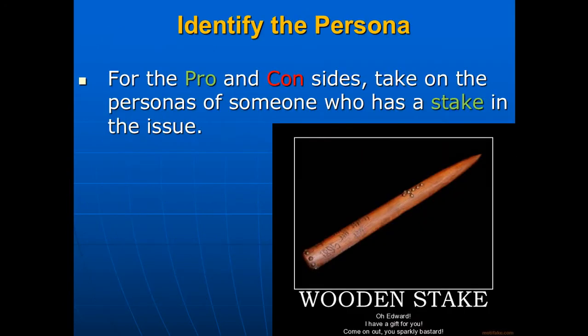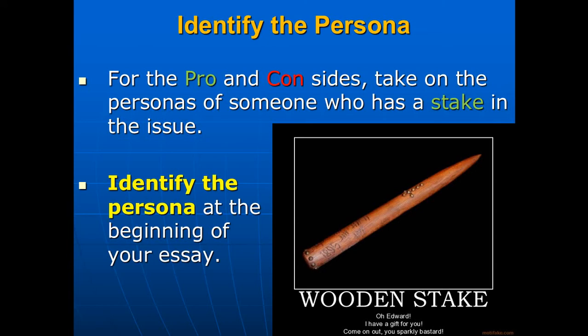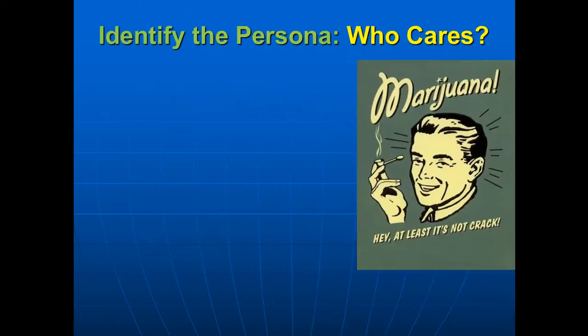So you want to identify your persona for both of your editorials, and you want to tell us what their stake is in the issue, and identify that stake at the beginning of your essay. So this goes along with They Say, I Say chapters with identifying the so what and the who cares. So the who cares is who your persona is, and the so what is what they have at stake here. So here's our who cares.